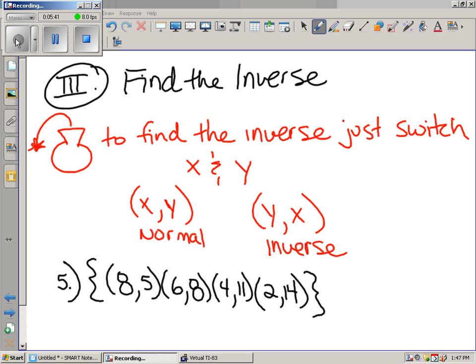Okay, part 3, finding the inverse, the part that starts to get real difficult. The inverse is just what happens when you switch x and y. So here's an example of a bunch of coordinates. Can you find the inverse? Okay, let's do it.